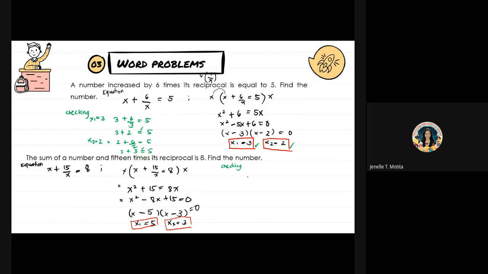And so, we got our first x. X sub 1 is equal to 5. Let's see, 5 plus 15 over 5 is equal to 8. So, 5 plus 3, and yes, this is equal to 8. Tama siya. This is correct. Next natin, next x sub 2 is equal to 3. Let's see, 3 plus 15 over 3 is equal to 8. So we got 3 plus 5. Is it equal to 8? Yes, ayan. Therefore, 3 as well is a possible answer for this number problem.